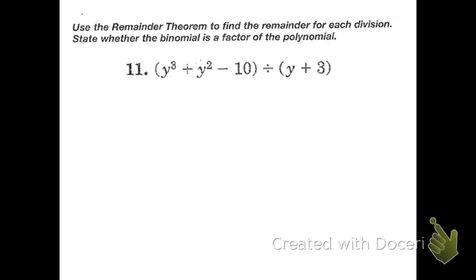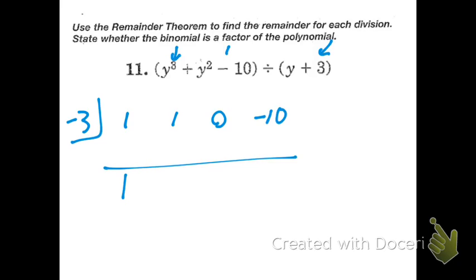Now, this is a 3, not an 8. So that's another reason why I'm doing this problem. I'm going to drop the negative 3 from right here in there. And then I have 1, 1, whoop, 0, and then negative 10 because I have to have my placeholder. So there's 1. 1 times negative 3 is negative 3. We add, we get negative 2.